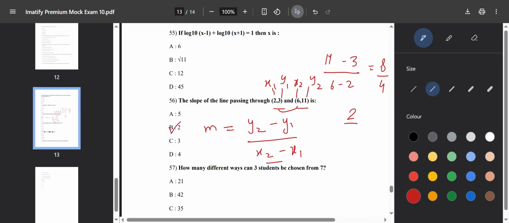So the slope for this line that is passing through the point 2, 3, like we have an axis, the point 2, 3 is 2 on the x-axis and 3 on the y-axis, right here, and 6, 11 will be around here. So the line is passing like this. We have to find the slope, and I found it.